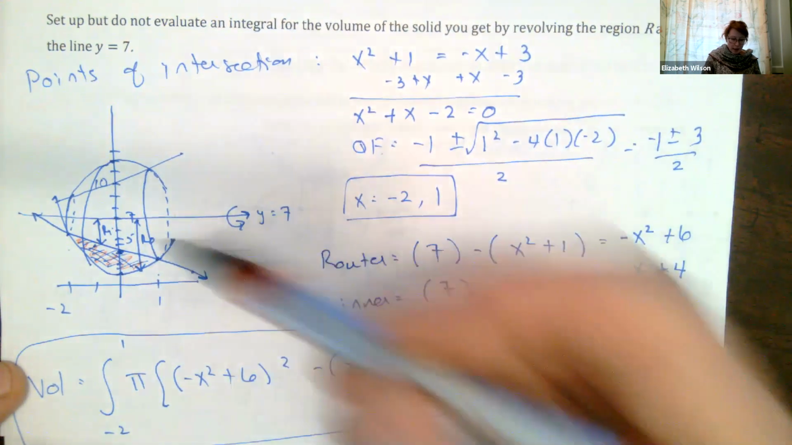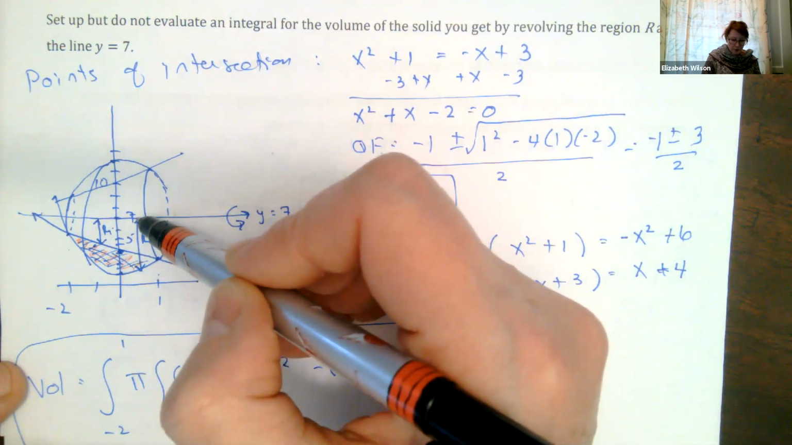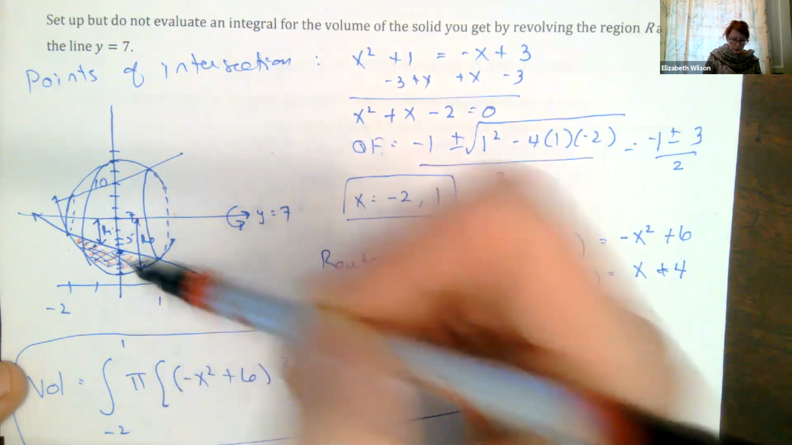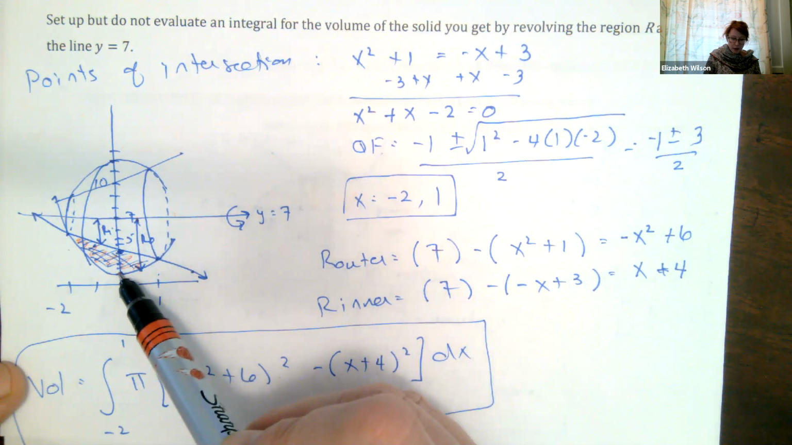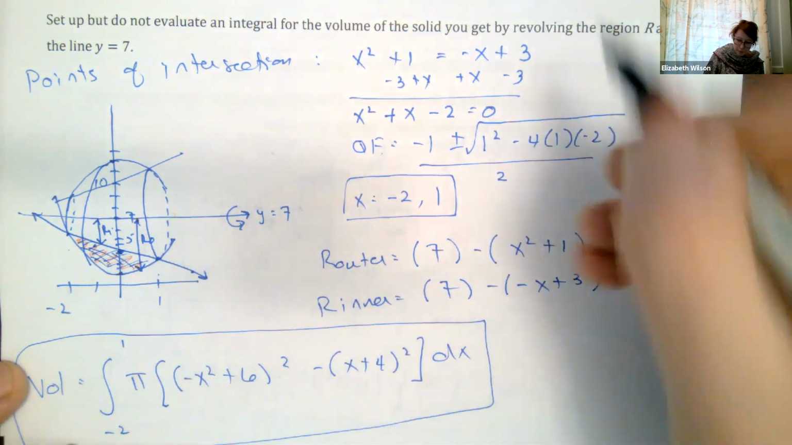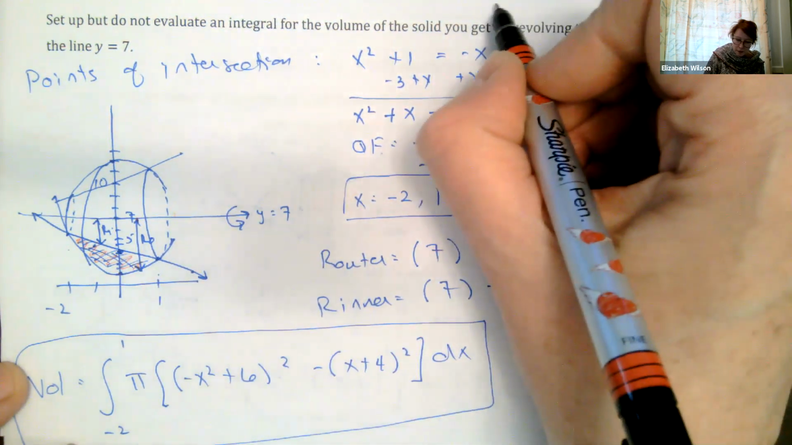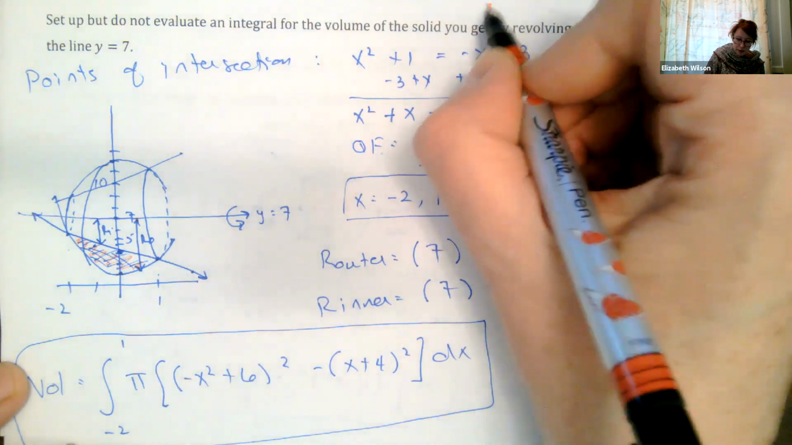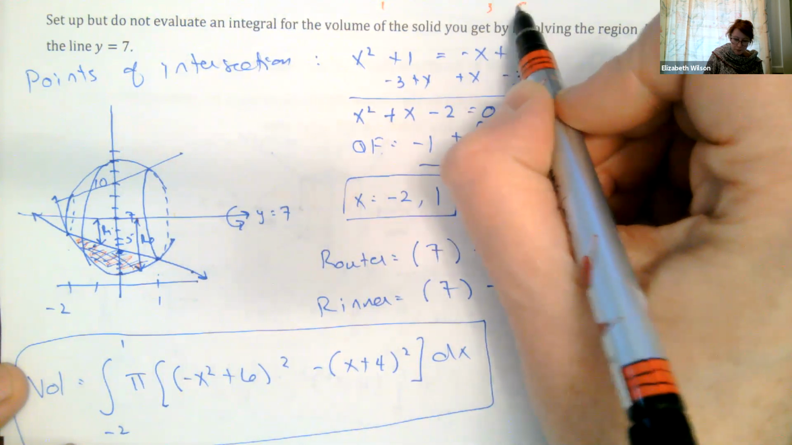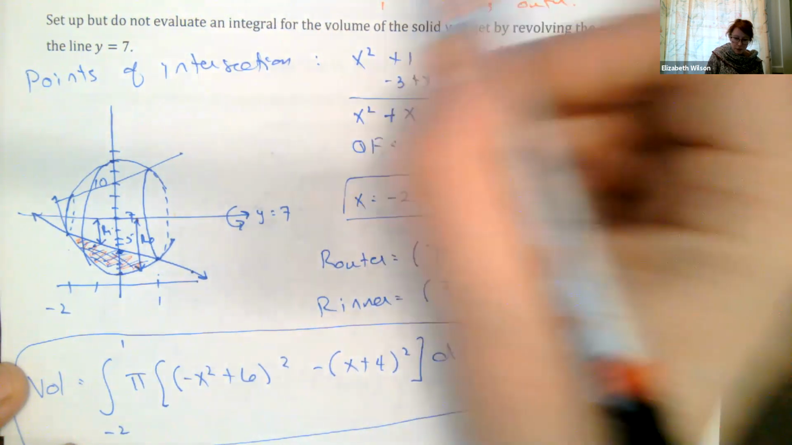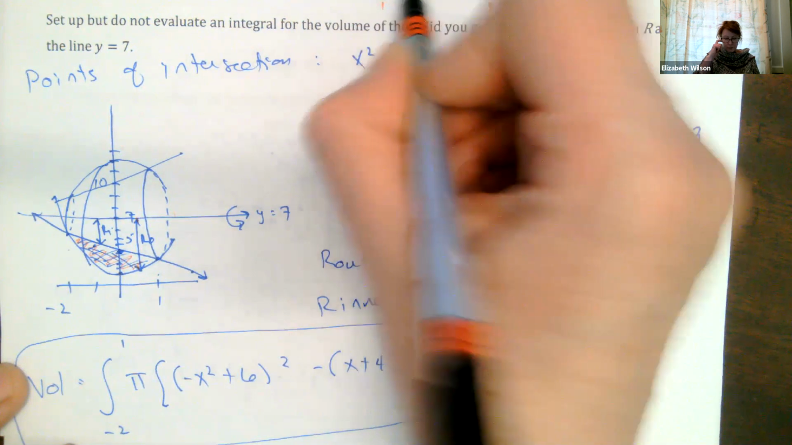So my outer radius is from 7 to here, which I have to plug in values. I can plug in 0 and find out which one's greater, right? So if I do x equals 0, I'm going to get y equals 3, x equals 1, I'm going to get y equals 1. So this one is our outer function, right? And then this one is our inner function, okay?